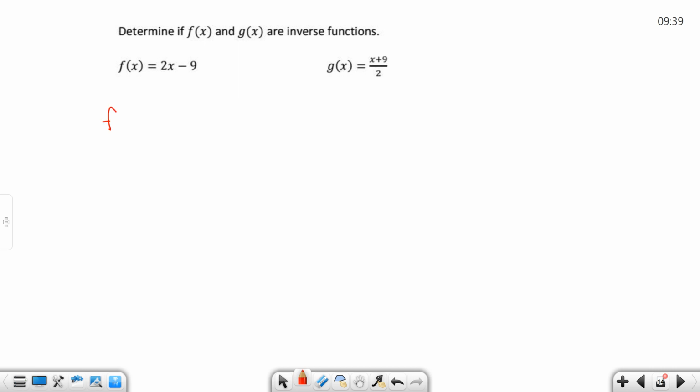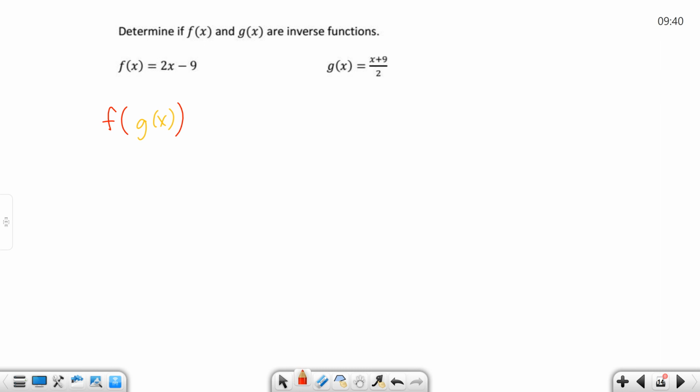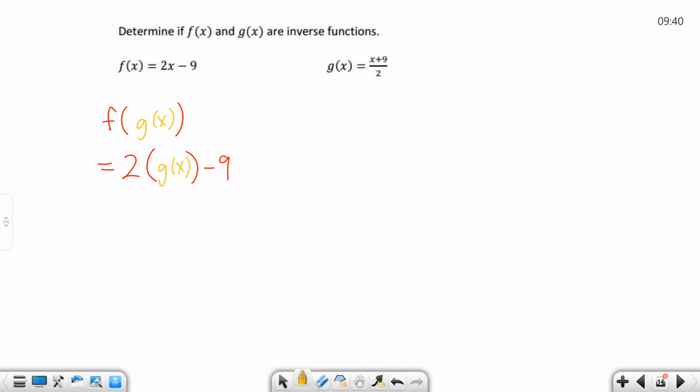So how do we do that? We could say f of g of x must equal what? Must equal x. So let's go through this. The rule for f is 2 times something minus 9. Well, what is the something? The something is g of x. But wait a minute, what is g of x? g of x is x plus 9 over 2. So what we have is 2 times that g of x minus 9.